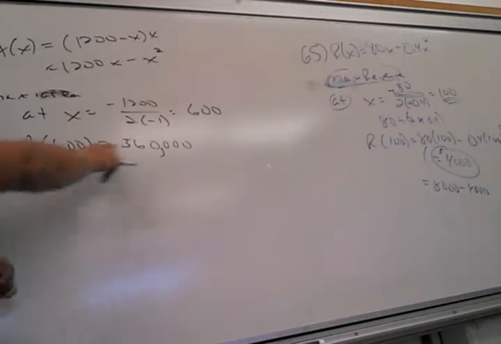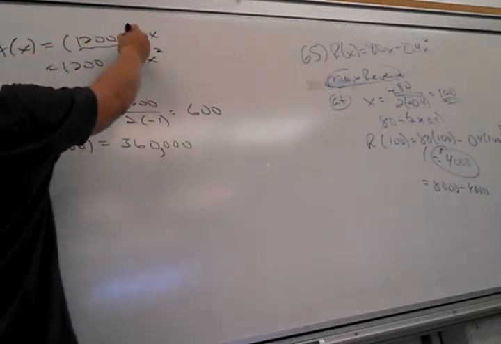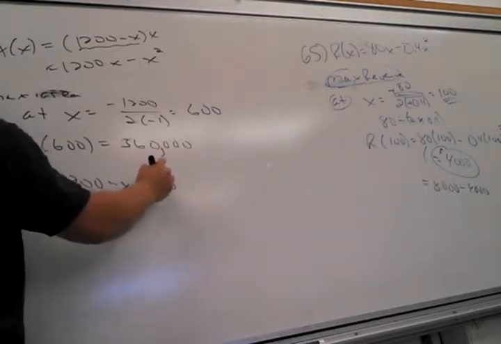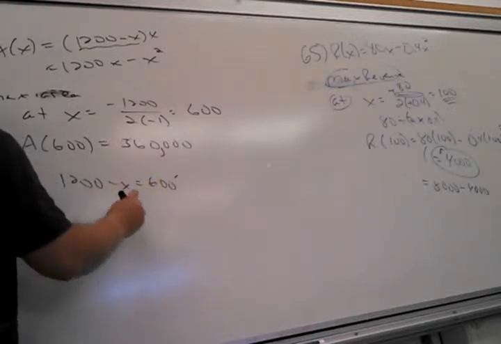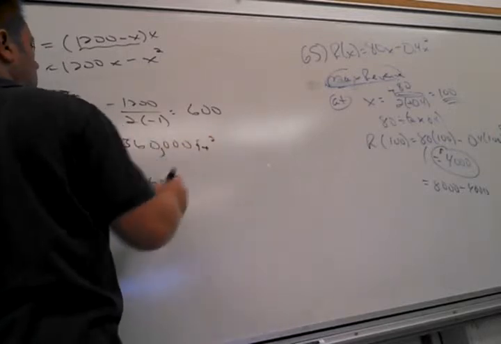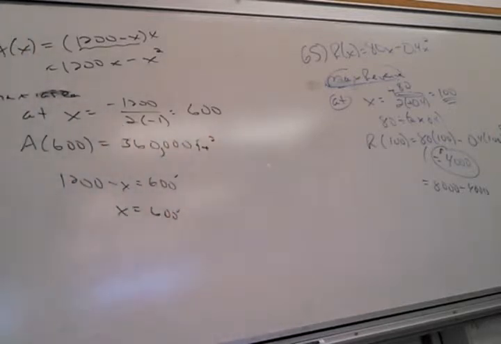Find the dimensions. So this is the area. What are the dimensions? They're going to be 600 by 600. They're going to be a square. Just because it says rectangle, it means it can be a square? Well, what's a square? A square is a rectangle. It's just a special rectangle where the sides happen to be equal.